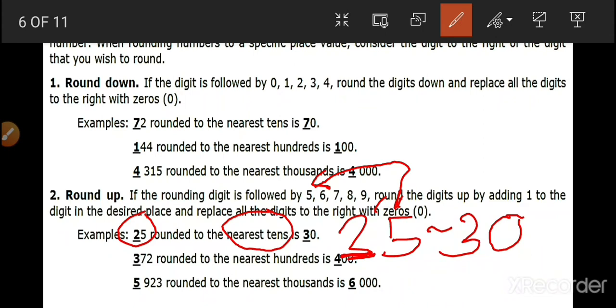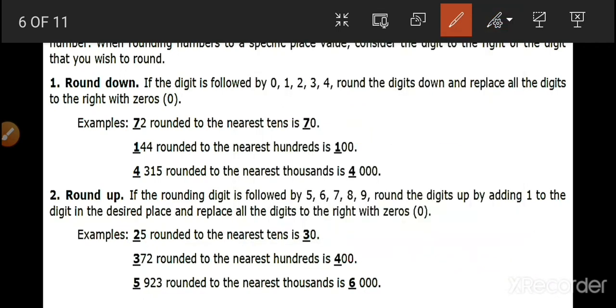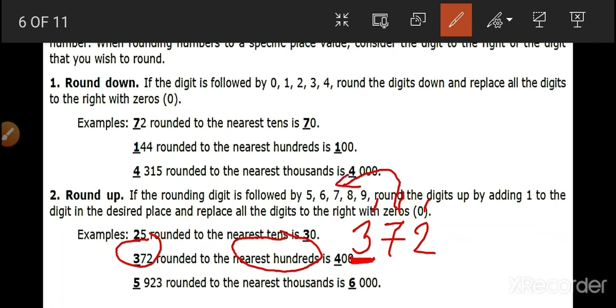If you still don't get it, then let's have another example. 372 rounded to the nearest hundreds. Okay. So we have here 372. We say our place value again. We have ones, tens, hundreds. You underline the hundreds place value, which is 3. What is the number next to it? 7. And we can find 7 here. Therefore, we need to round this up. How will we round this up? We need to add 1 to the underlined digit. What is the underlined digit? 3. And 3 plus 1 becomes 4. And so we replace all the numbers to its right with 0. So it becomes 400.